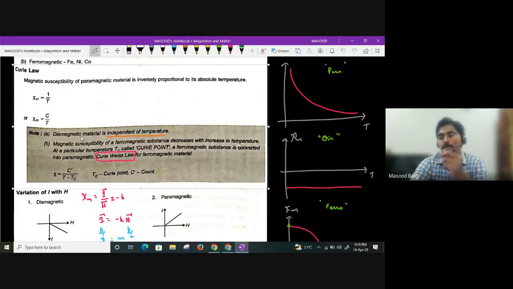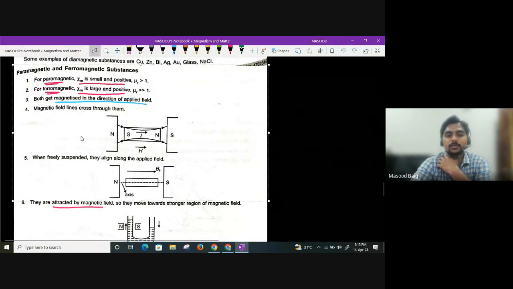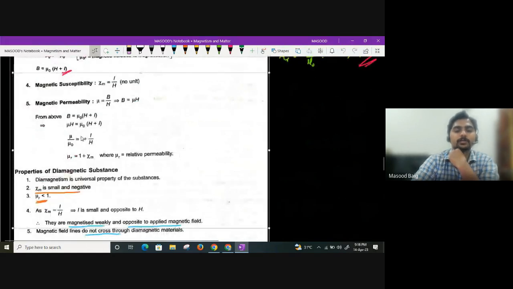These graphs are important. Curie law, please remember: the susceptibility is inversely proportional to absolute temperature. For diamagnetic material, susceptibility has no change at all with temperature. For ferromagnetic materials, what happens to susceptibility? It decreases with increase in temperature. At a certain temperature called the Curie point, the ferromagnetic will get converted into paramagnetic. These are the properties of para and ferro, guys. Similarly, we have also discussed the properties of diamagnetic materials.